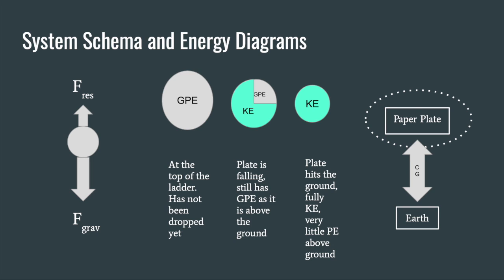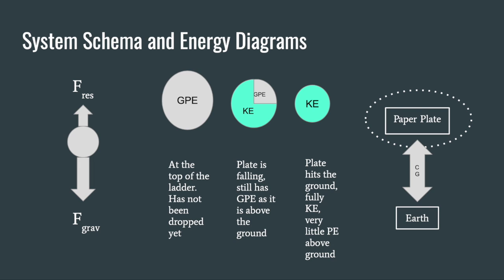In the energy pie charts, you can see that energy is leaving the system as the pie charts get smaller. The first pie chart is at the top of the ladder where the plate has not been dropped yet. Afterwards, the plate has been dropped. It still has gravitational energy as it is above the surface of the Earth, but it's mostly kinetic energy. And when it hits the ground, it has full kinetic energy.